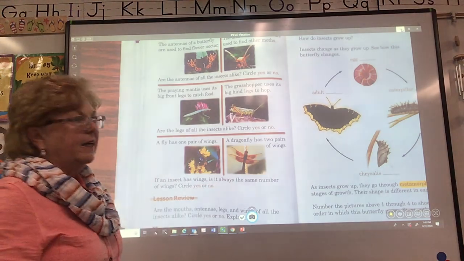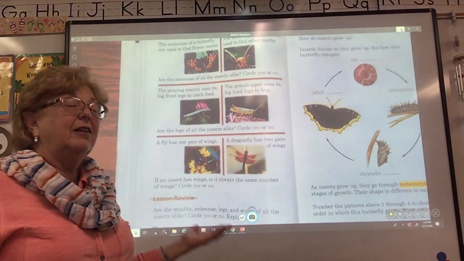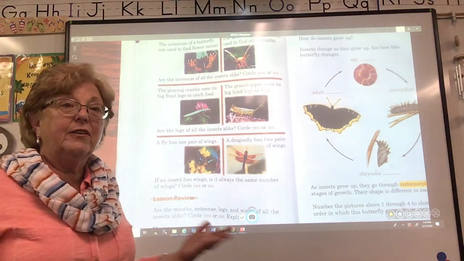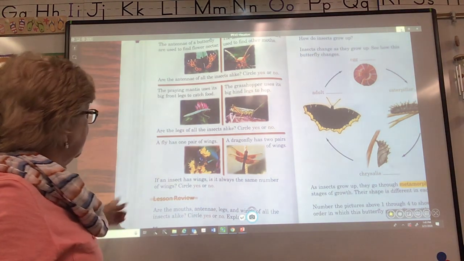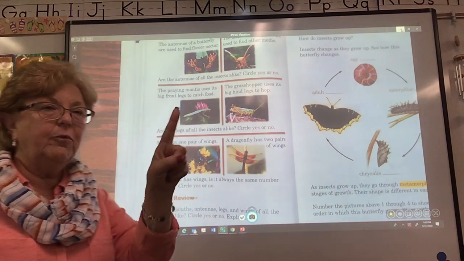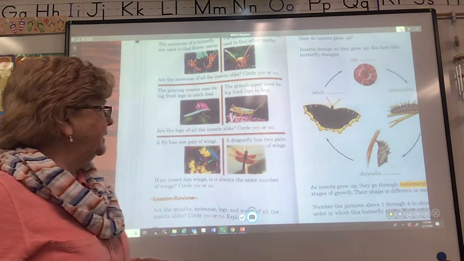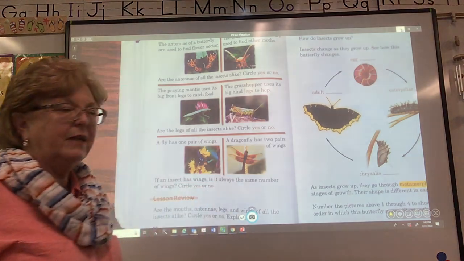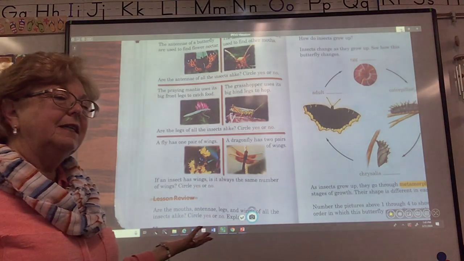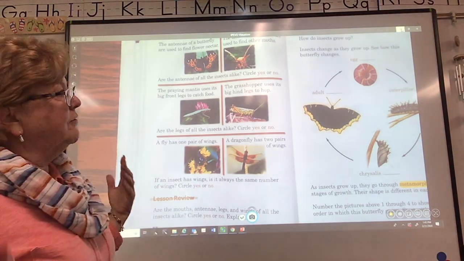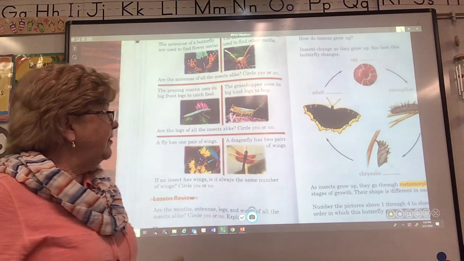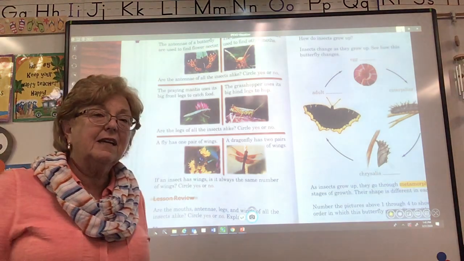And then we've got wings. Now, not all insects have wings. And not all the insects that have wings are the same. So on a fly, he has one pair of wings. Okay? But on a dragonfly, he has two pairs of wings. Some flying insects have one, some flying insects have two. So not all insects have wings, and they're not all the same, which I think is kind of interesting.